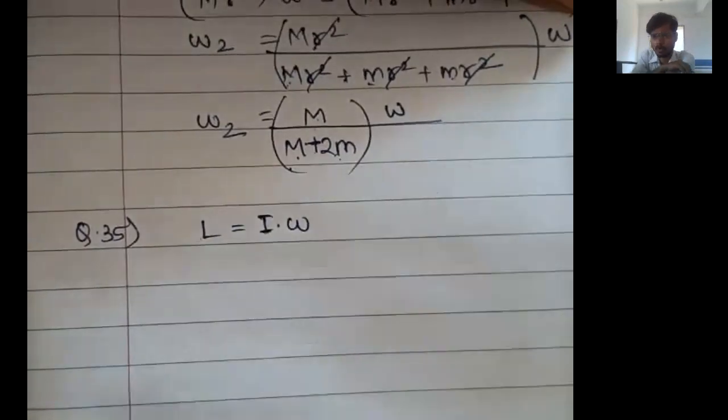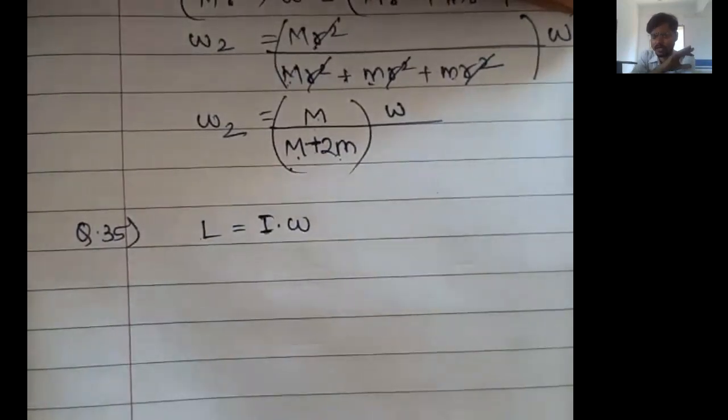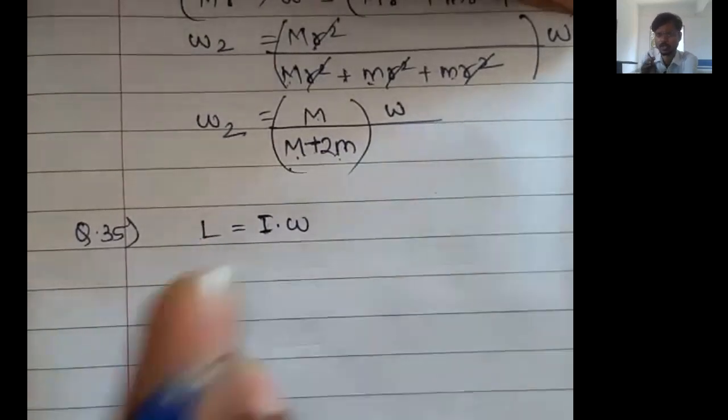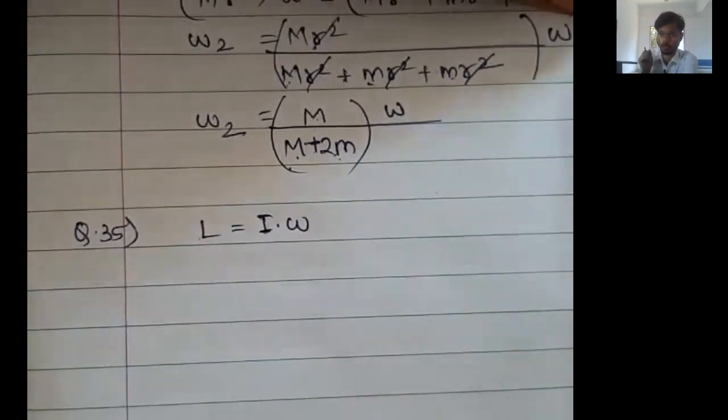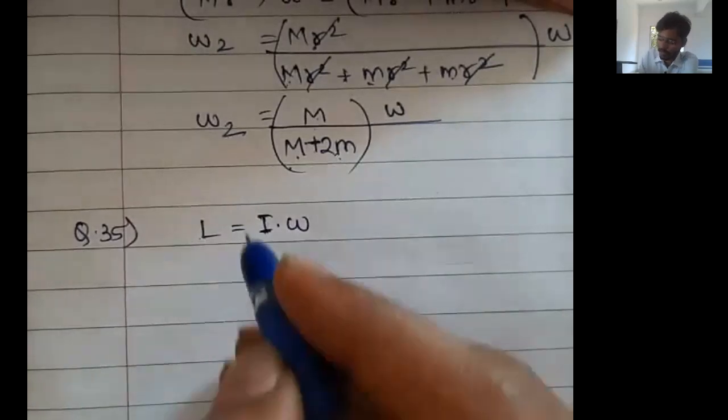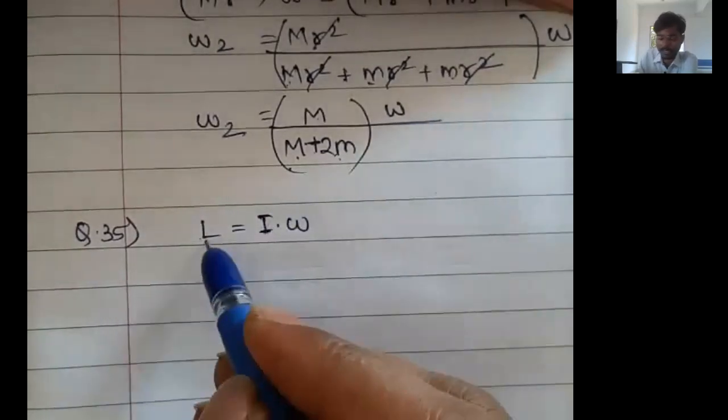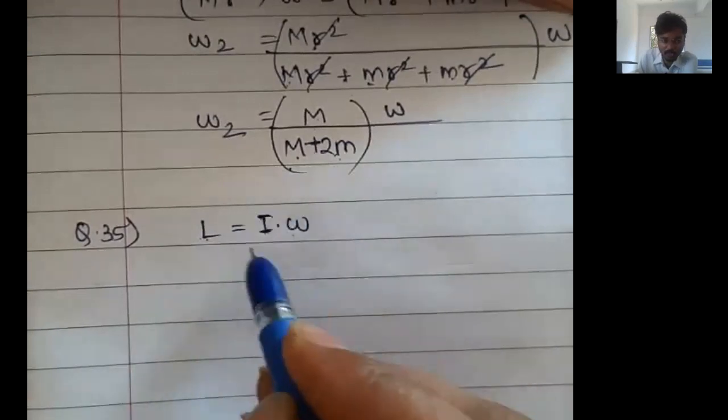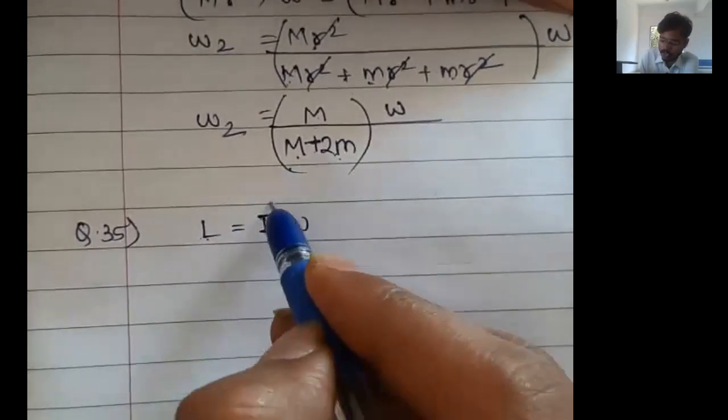Moment of inertia of a rotating body does not depend on this L and omega. It actually depends on the mass distribution of the body, summation m_i r_i square, where the point particles of the body are located. So this moment of inertia is independent of L and omega. So for this equation, this I is going to be constant.